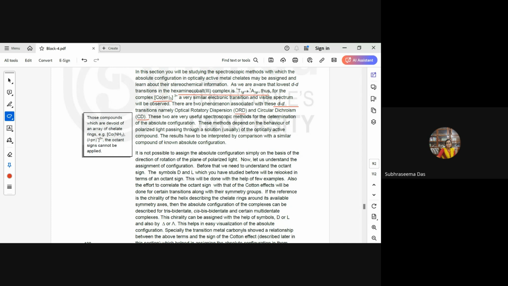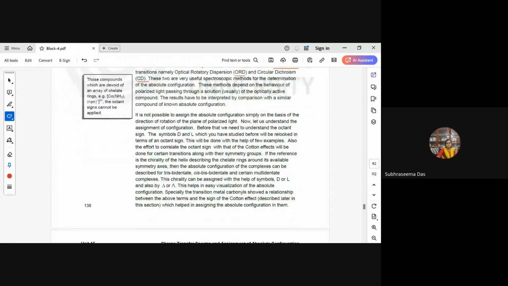So these two are actually very important to know the absolute configuration of a complex. However, just on the basis of the movement of the plane polarized light, we cannot know the absolute configuration of any complex. So before that, first we have to know the chirality, and then we have to correlate it.